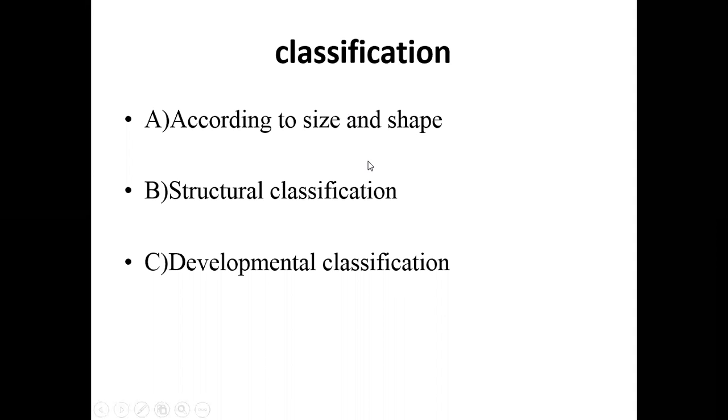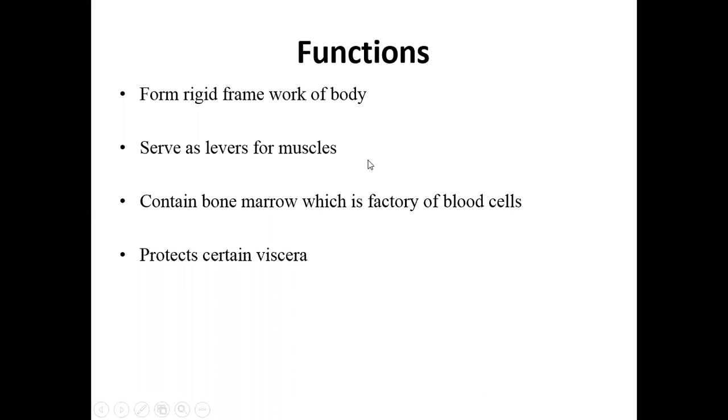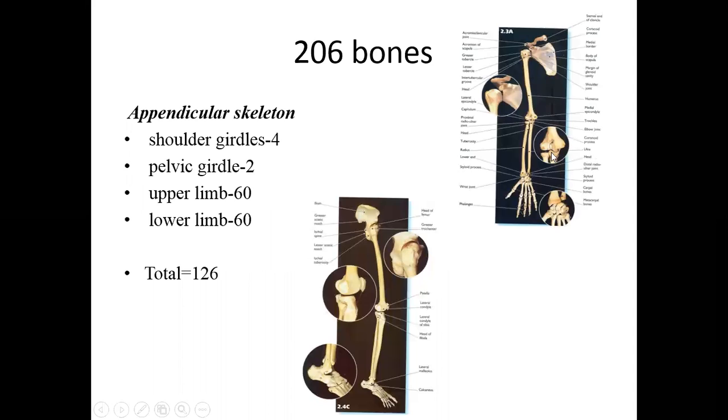So here I'll just name the bones of the upper limb. Only the upper limb I'm going to name. So the shoulder girdle bones are scapula and clavicle. Then this is humerus, radius, ulna, and the carpal bones here. 8 carpal bones, metacarpals, and the phalanges.